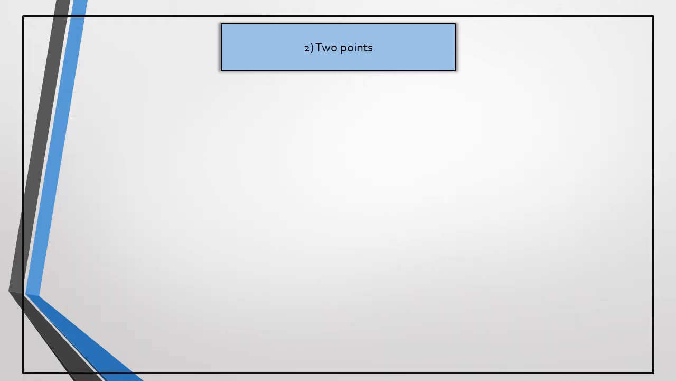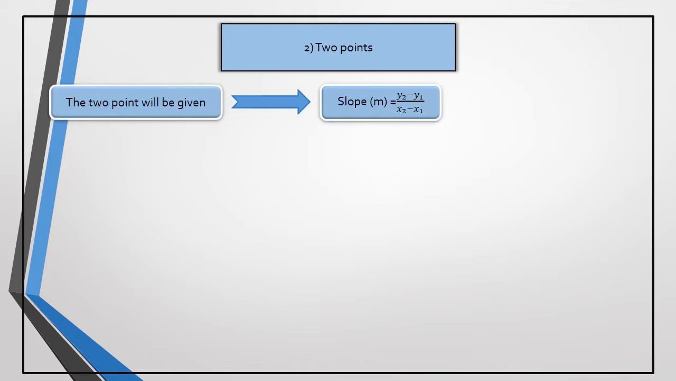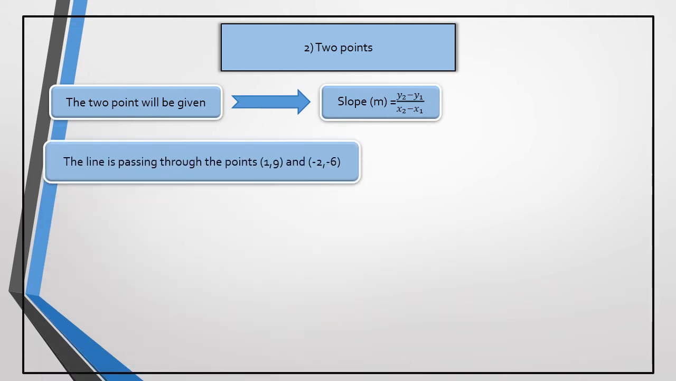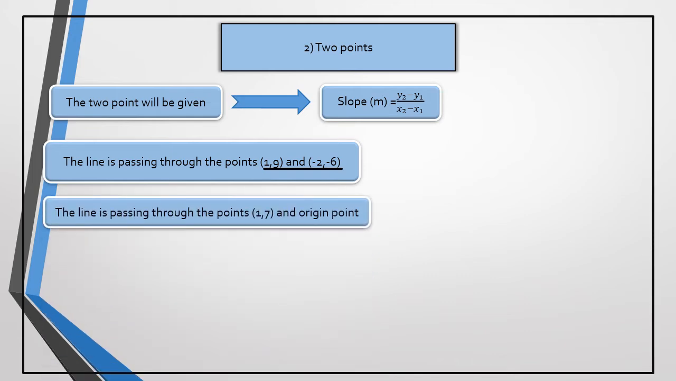Now let's see how to calculate the slope from two points. In the problem, the two points will be given, and you are going to substitute directly in the slope equation. Let's take an example. If it said that the line is passing through the points (1, 9) and (-2, -6), here the two points are given. Or it can say that the line is passing through the point (1, 7) and the origin point. The origin point means the point (0, 0).